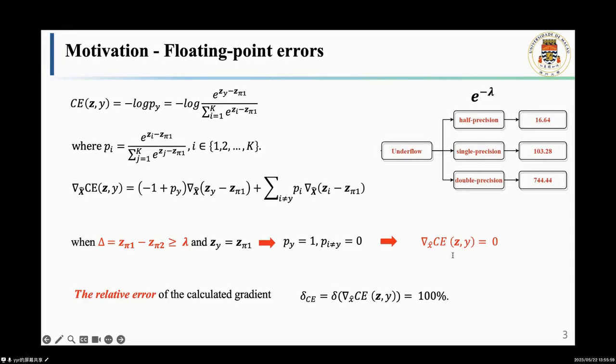Due to the existence of exponential operations, the gradient calculated from the cross entropy loss is also susceptible to floating point underflow errors. When z_y is not equal to z_π1, the model output is already incorrect. Therefore, we only focus on the relationship between the relative error and delta when z_y equals z_π1. When capital delta is bigger than or equal to lambda, and z_y equals z_π1, the calculated gradient equals 0, and the relative error of the calculated gradient equals 100%.